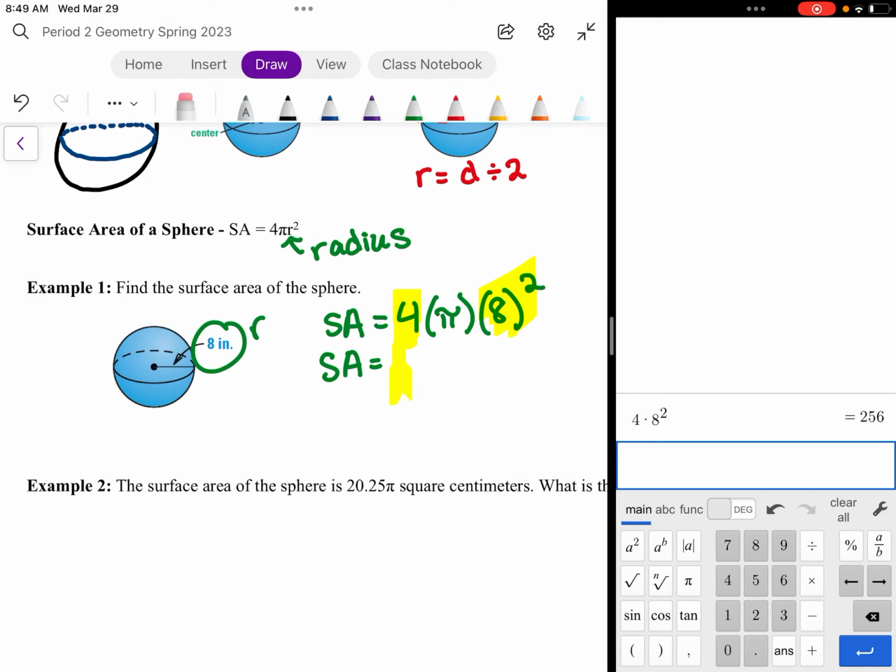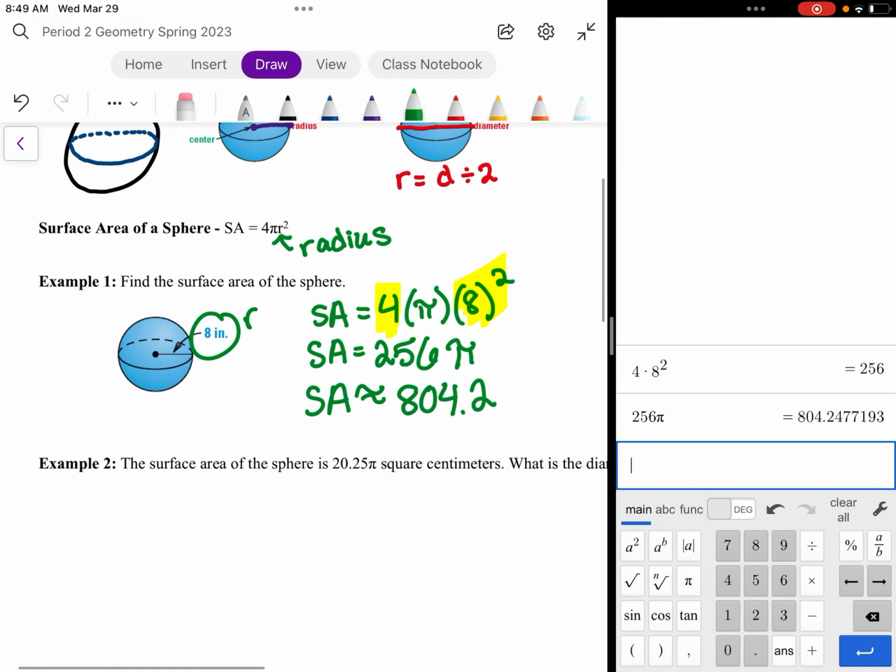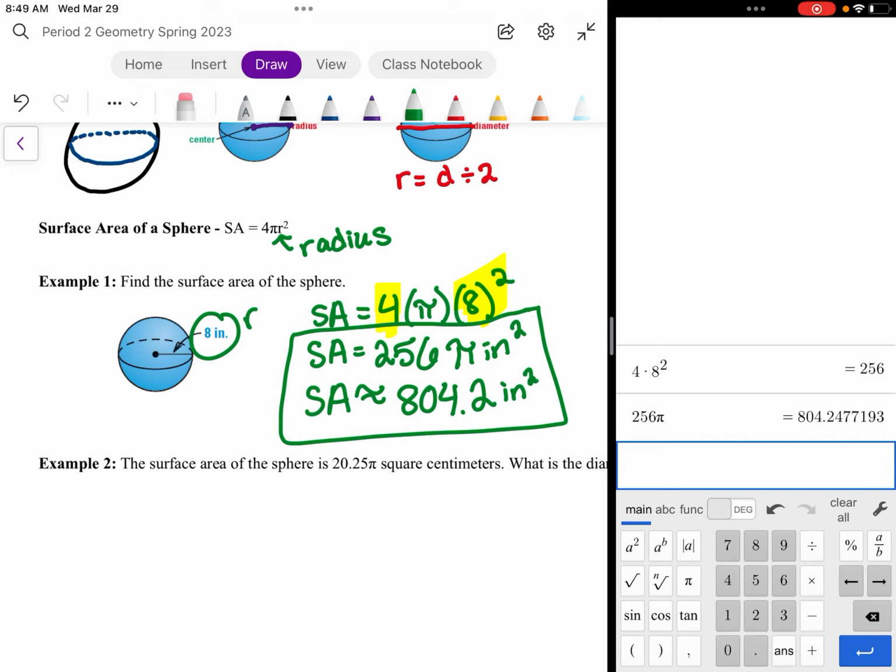So we'll get 256 pi. Then if they want the rounded answer, you're just going to type 256 pi into your calculator, and that will give you our rounded answer of about 804.2. And it's okay to round to 1 decimal point once you get to the last answer. These are both surface areas, so our units would be inches squared.